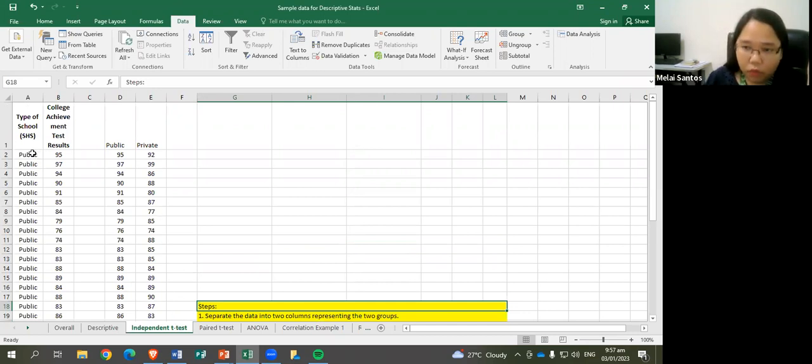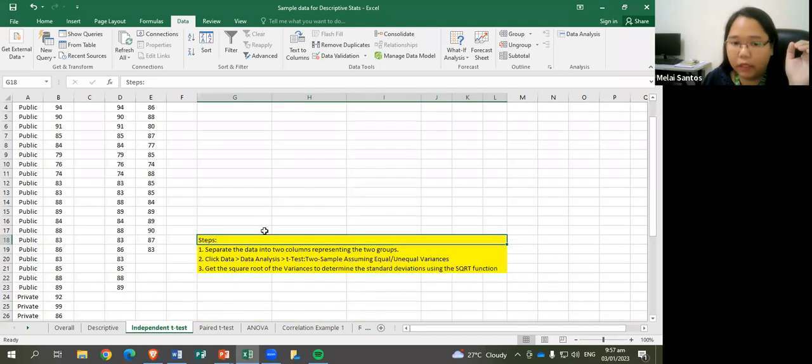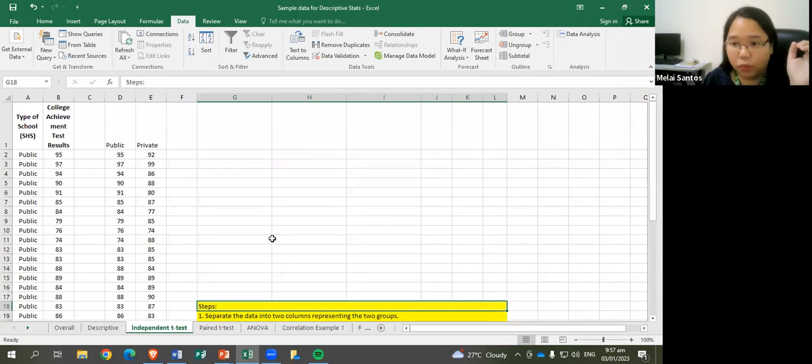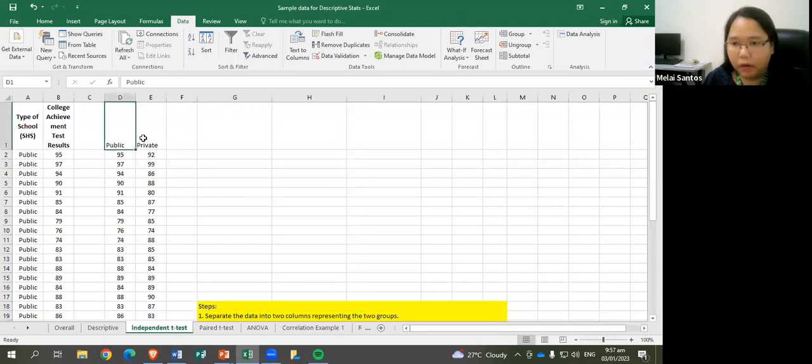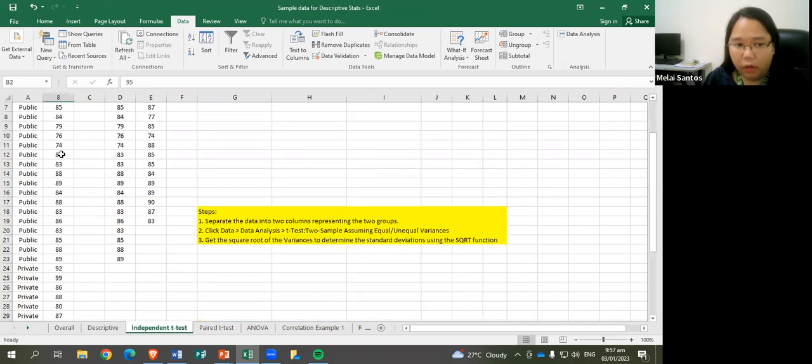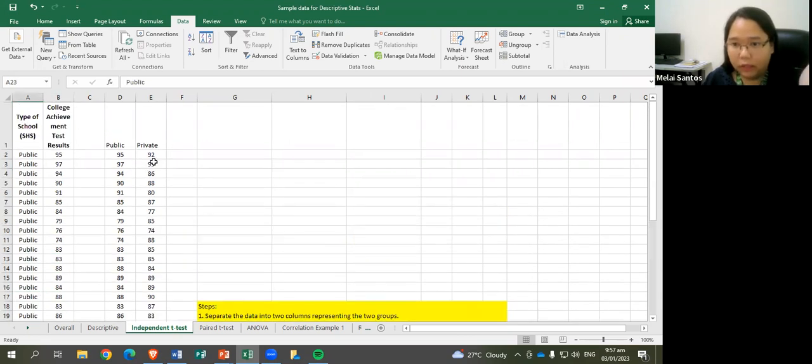So what do you need? Type of senior high school, college achievement test results. So what do you do? The first one is you have to separate the data into two columns representing the two groups. There is already public and there's already private. So you just put the public here and then the private here, and then copy all the answers until the 89 for the public, and then the private you copy all. That's it. Just copy it.